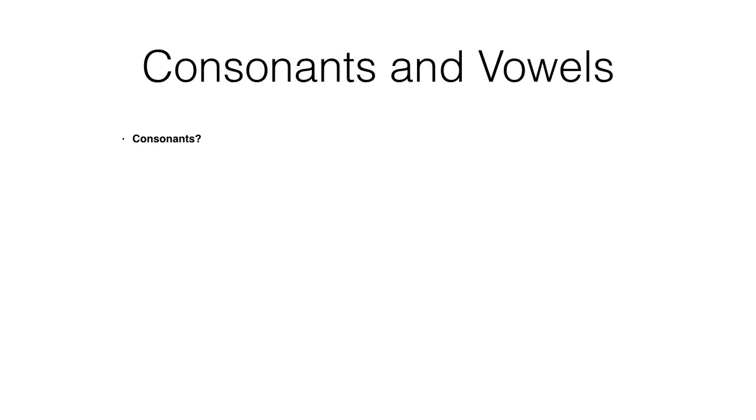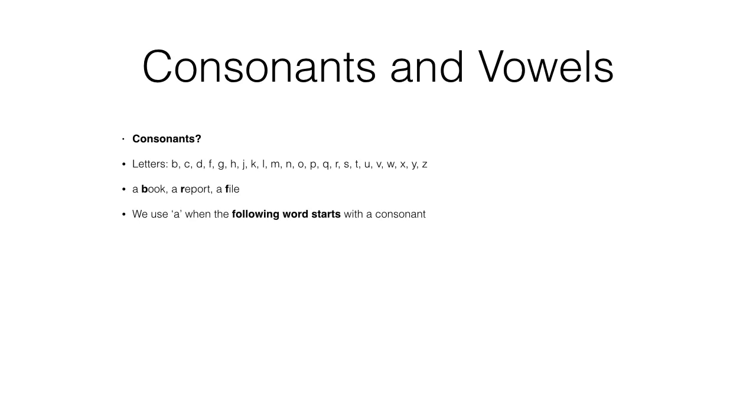Consonants and vowels. Consonants are letters B, C, D, F, G, H, J, K, L, M, N, P, Q, R, S, T, V, W, X, Y, Z. So when do we use consonants and what's their purpose? Well, consonants obviously come at the beginning of certain nouns like book, report and file, and I've highlighted the consonants in book, report and file. So we use a when the following word starts with a consonant.